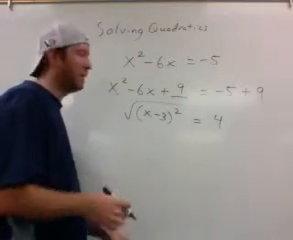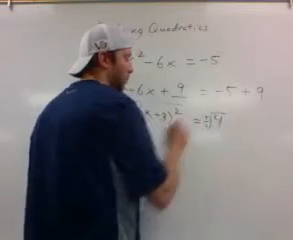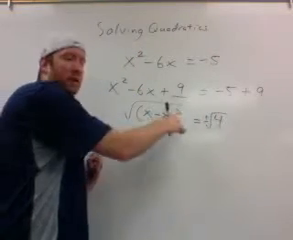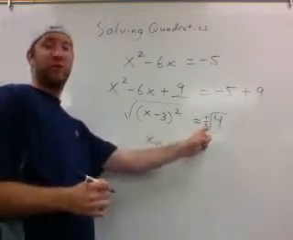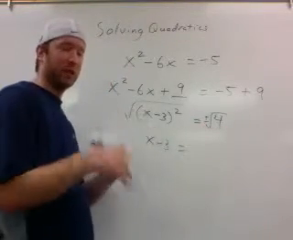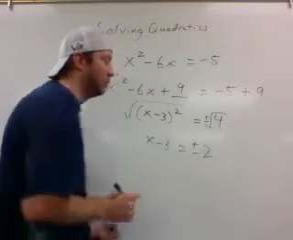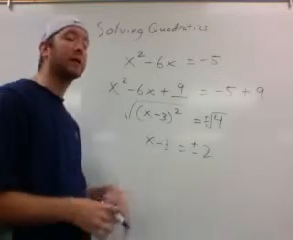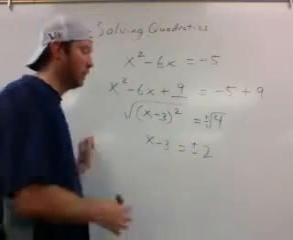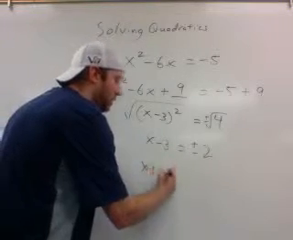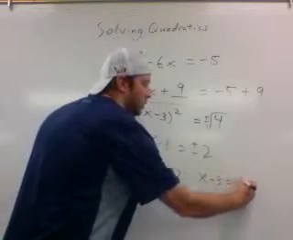Just like in the last one I did, I need to put a plus or a minus on the right side. The square root and the square cancel, leave me with x minus 3. And the square root of 4, I do know. I can actually rewrite that. That's 2. So this is plus or minus 2. Okay, so I'm going to get two answers. X minus 3 either equals plus or minus 2. That means x minus 3 equals 2, or x minus 3 equals negative 2.